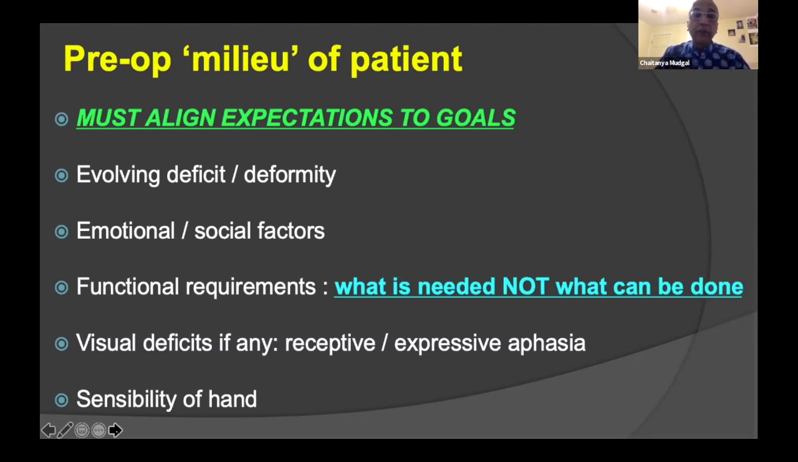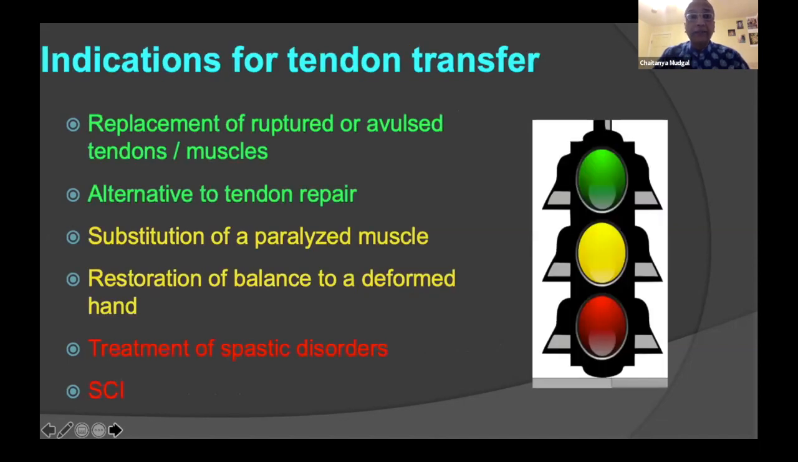If they have any visual deficits, that's going to be a problem because sometimes mirror therapy is a very useful part of rehabilitation. In stroke and TBI, receptive and expressive aphasia can be a problem because if they have receptive aphasia, they can't follow instructions. And if they have expressive aphasia, they can't tell you what they're feeling. Finally, the hand should ideally be sensate. When I look at indications for tendon transfer, I look at it like this reverse traffic sign.